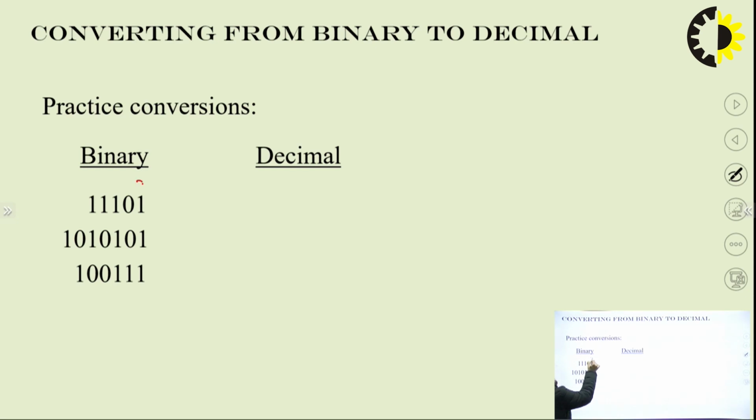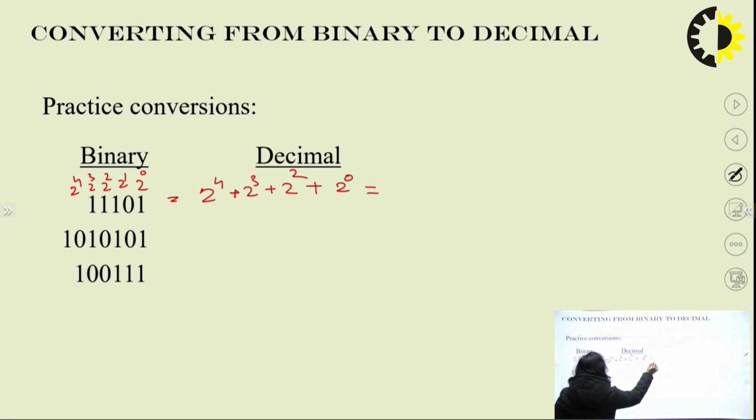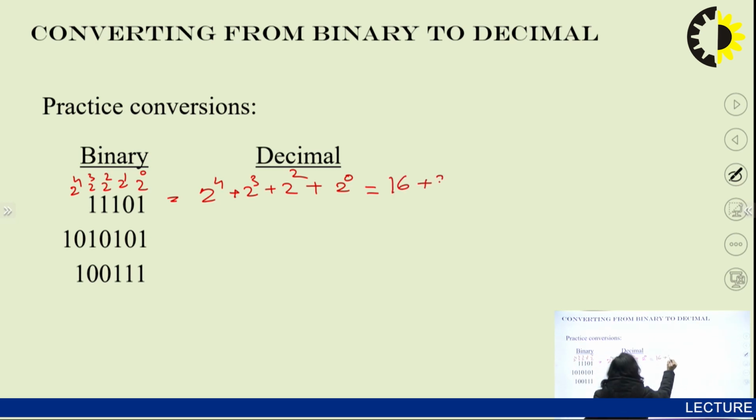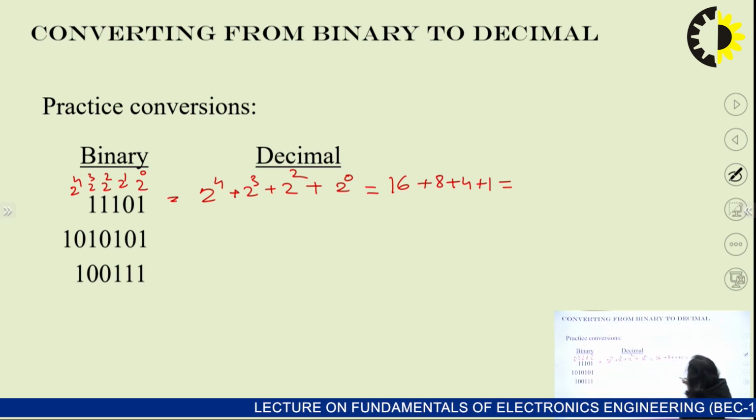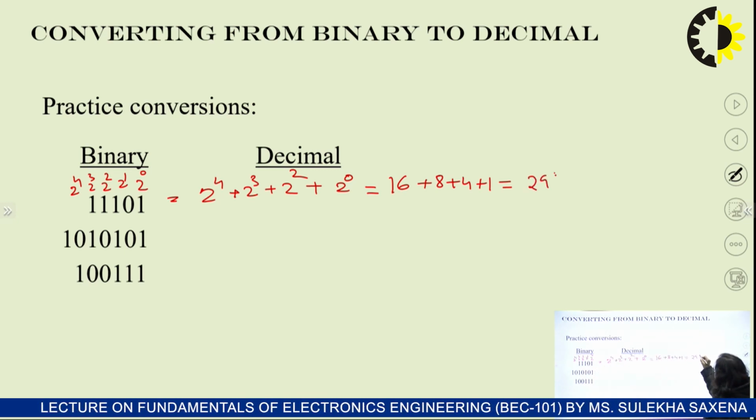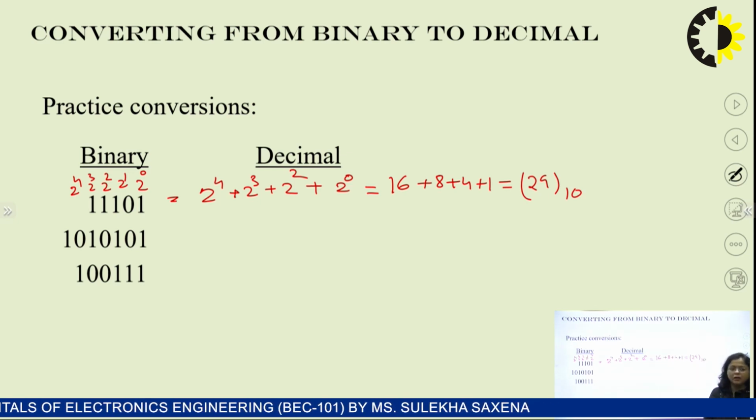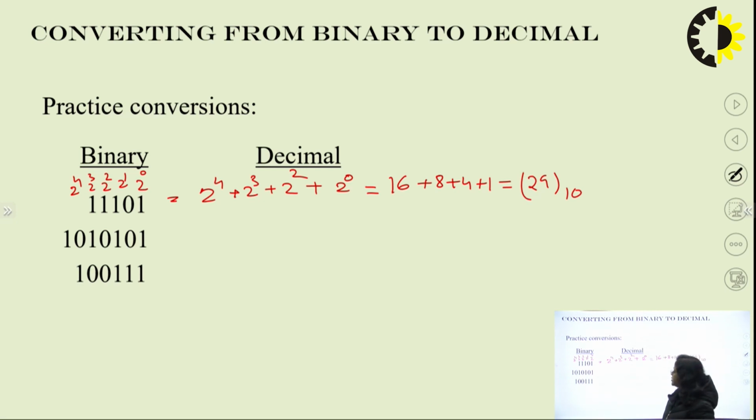For example, for this number we write the weights. So its value will be 2 to the power 4 plus 2 to the power 3 plus 2 to the power 2 plus 2 to the power 0, that is 16 plus 8 plus 4 plus 1, that is 29 to the base 10. I will leave the remaining 2 questions for all of you. You can easily convert these by writing the weights.